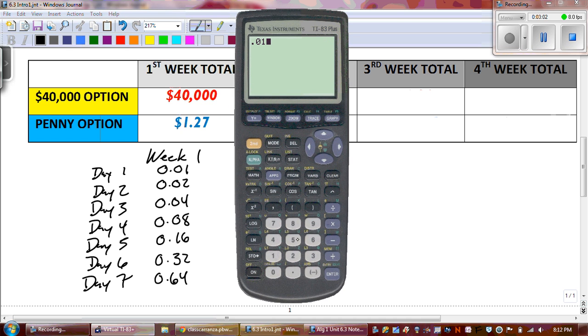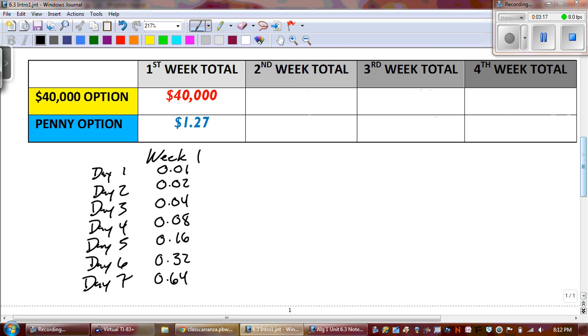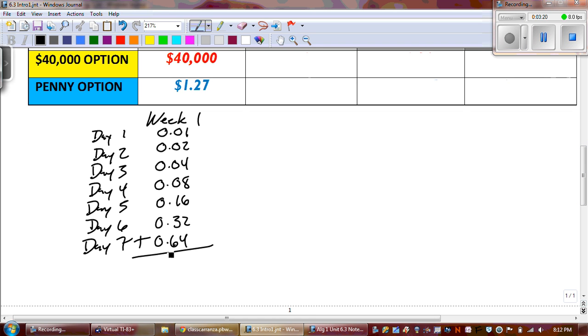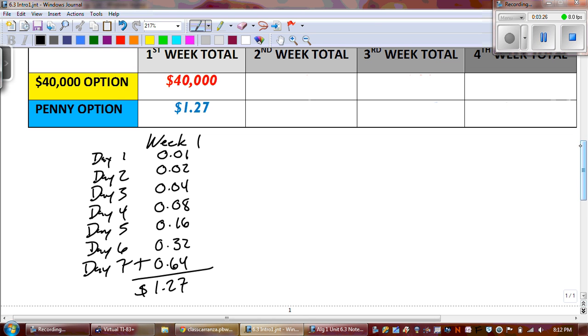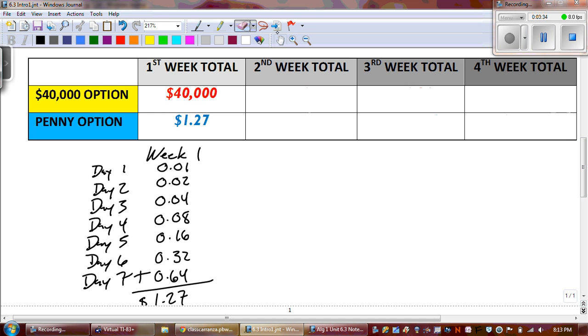Just in your calculator, start with 0.01, times it by 2. That's day 2. There's day 3. There's day 4. Day 5. Day 6. And there's day 7. And the reason why we got $1.27 is you take all that money and you add it up, $1.27. So, first week, guess what? $40,000 option sounds a lot better. Well, what about the second week? Well, the second week, boom, you get $80,000 because it's your $40,000 plus another $40,000.